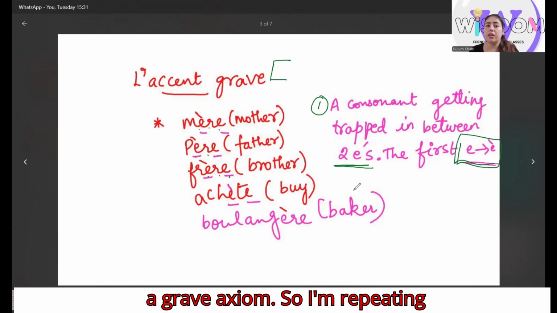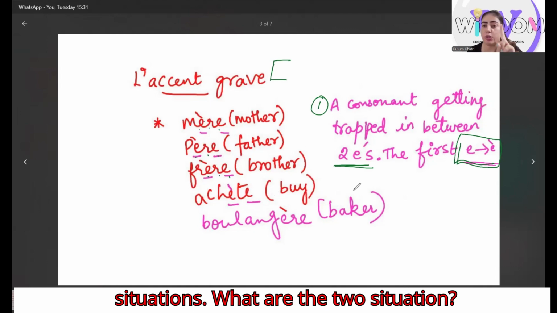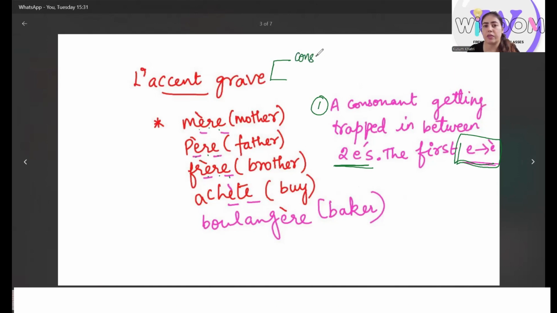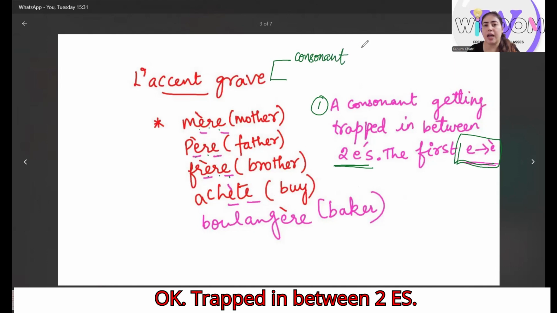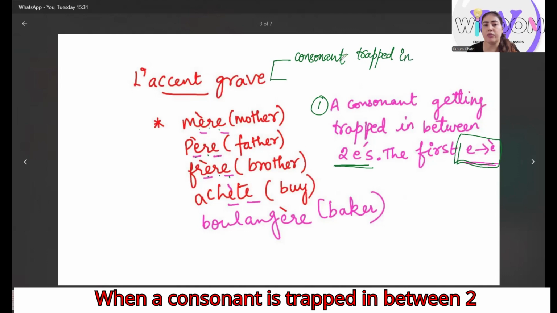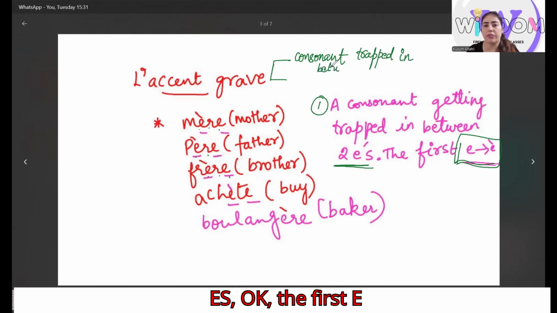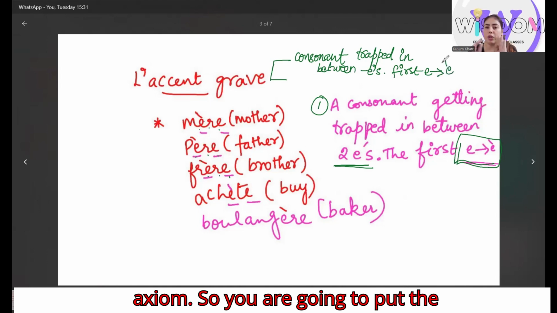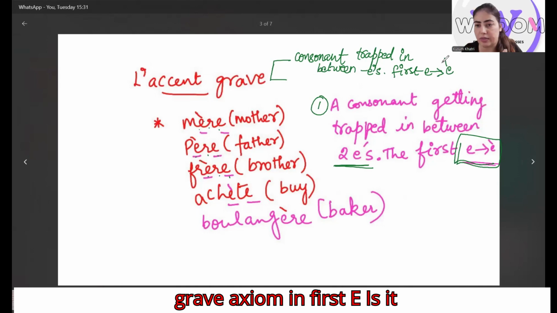So I'm repeating. The grave accent is put in two situations. What are the two situations? The first situation is when a consonant is trapped in between two E's. The first E will take the grave accent, so you are going to put the grave accent on the first E.